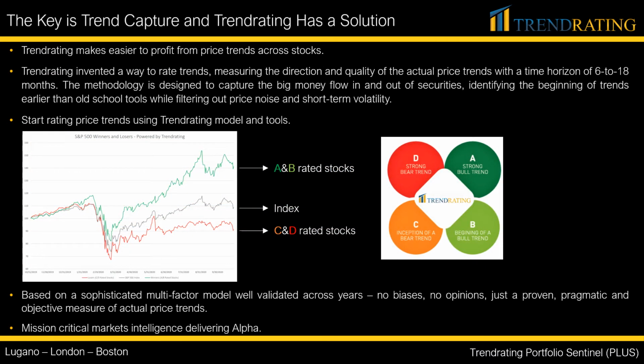Trend rating makes it easier to profit from price trends across stocks. Trend rating invented a way to rate trends, measuring the direction and quality of meaningful price trends with a time horizon of 6 to 18 months.